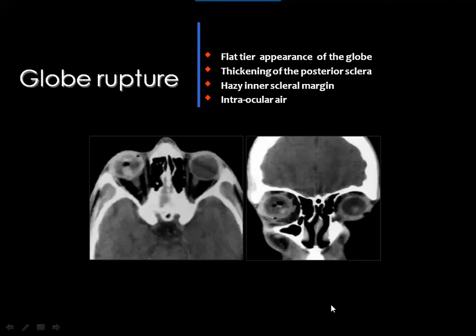Then one of the serious injuries of maxillofacial trauma is globe rupture. And here you see that the right globe has been ruptured, and the signs of globe rupture that I have mentioned before are four. Number one, the flat tire appearance of the globe, collapse of the globe, thickening of the posterior sclera, and you see the posterior sclera is markedly thickened, then haziness of the inner scleral margin, and you get intraocular air. And the intraocular air is a sure sign that there is a globe rupture.